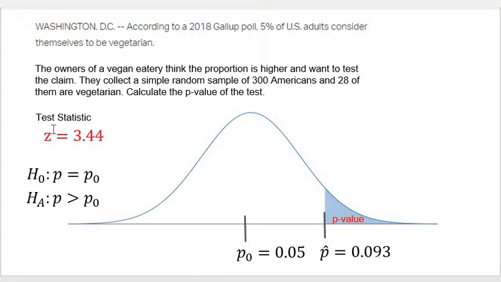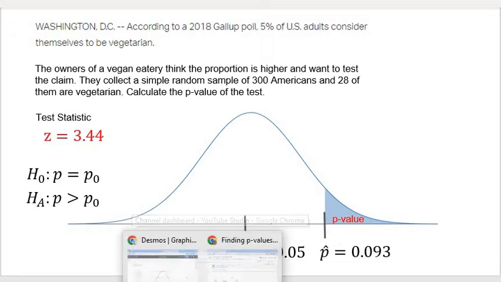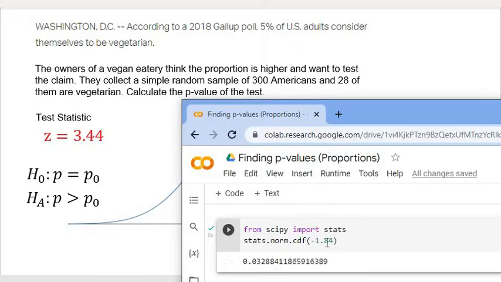So I'm just going to find the area to the right of 3.44 in the standard normal distribution. I'm going to use Python to do that. So here's Python. Once again, I already have imported scipy, and I've already called this stats.norm, but the stats.norm.cdf only gives me the area to the left. I actually want the complement, or the area to the right, so I'm going to do 1 minus to make sure it gives me the area to the right. And then the z-score I want the area to the right of is 3.44. So when I run this, it's going to give me the area to the right of 3.44.